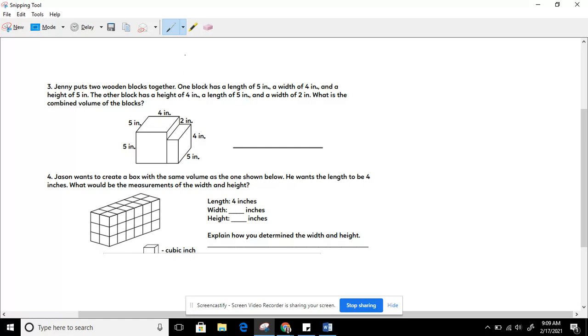Now you can see the picture here of the blocks, and you can use those numbers to find the volume of each of the blocks, or you can use the numbers that are in the problem. One block has a length of 5, a width of 4, and a height of 5. So you can find the volume of that first block, 5 inches times 4 inches times 5 inches. And if you look at the picture, you can see that this is for that bigger block.